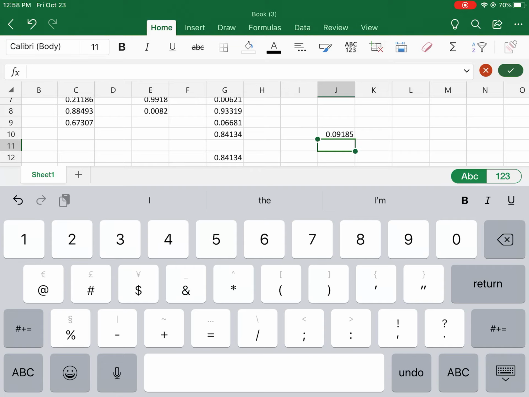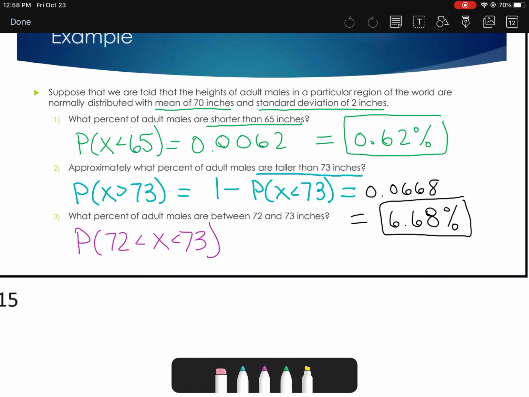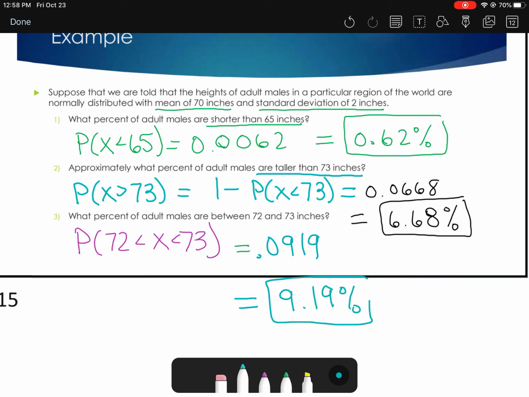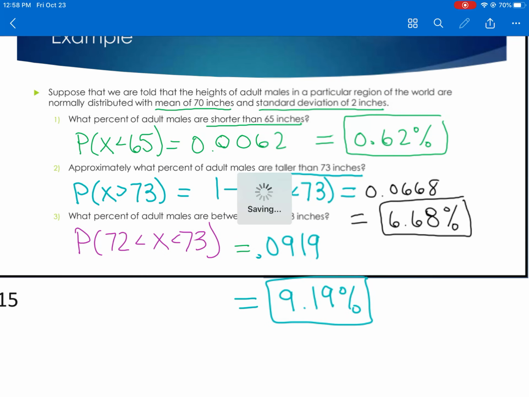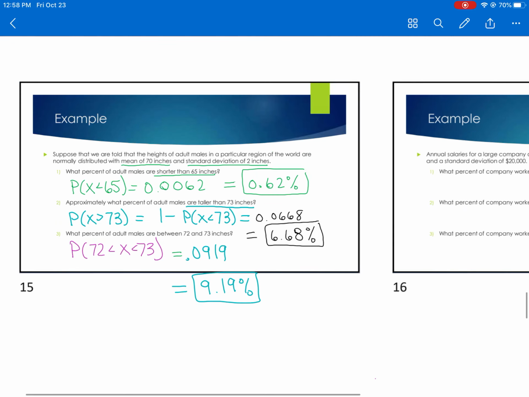Okay, so I get 0.09185. That rounds to 0.0919. Which is 9.19%. Okay, so that would be, there we go. So hopefully you did well on that.